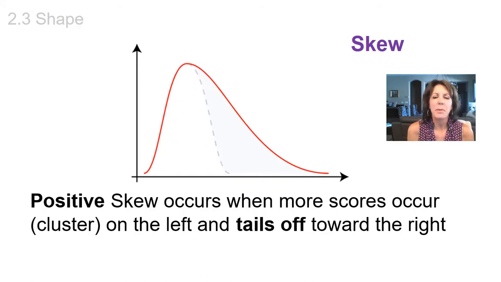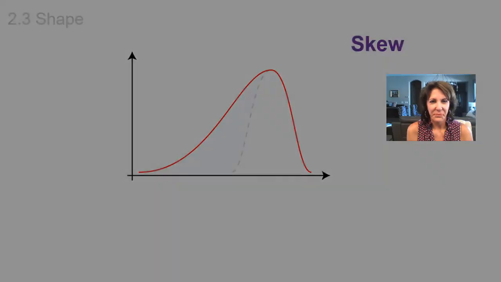Just to make things a little bit more confusing, sometimes we call this a right skew. And you look at this and immediately you think of all the scores being on the left, but it's the outlier scores that are kind of skewing the distribution. Think of it that way. So this is a positive skew.